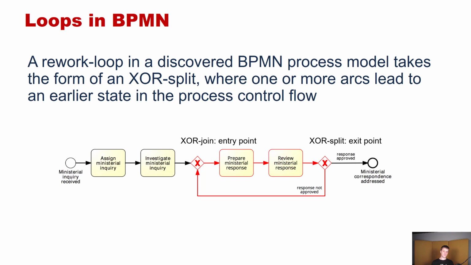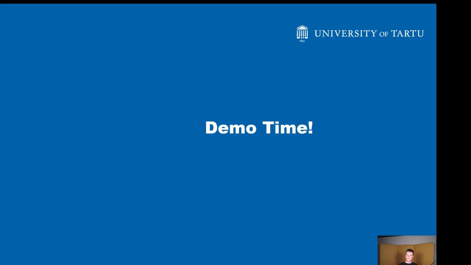This XOR split, of course, is going to loop back to the earlier state in the process control flow, and thus allow you to continue looping around until the necessary conditions have been met in order to exit that loop. And now that we have discussed the main aspects of BPMN process models, let's take a look at how those models actually look like in Apromore.